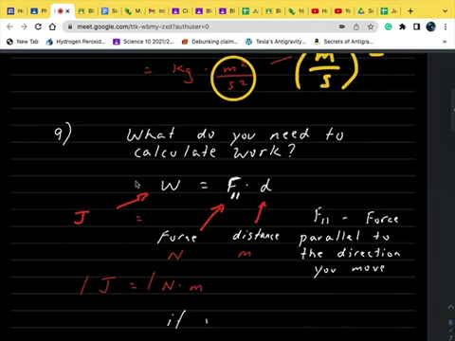If you don't move, is work done? No, you have to move. Not only does the force have to be parallel to the direction you're moving, it can't be perpendicular, it has to be parallel. But you also have to move. D cannot be 0. If D is 0, work is 0. If you don't move, work is 0. So you have to move in order to do work.